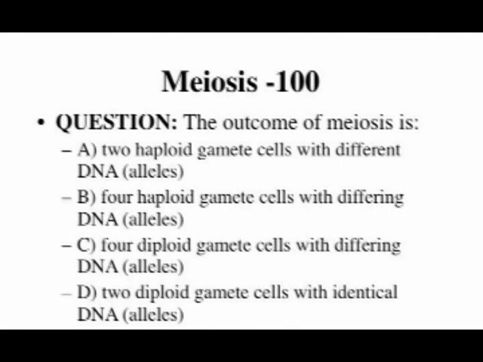The outcome of meiosis is what? Okay, and the choices are A, two haploid gamete cells with different DNA alleles, B, four haploid gamete cells with differing DNA alleles, C, four diploid gamete cells with differing DNA alleles, or D, two diploid gamete cells with identical DNA alleles. The answer is B, four haploid gametes with different DNA alleles.